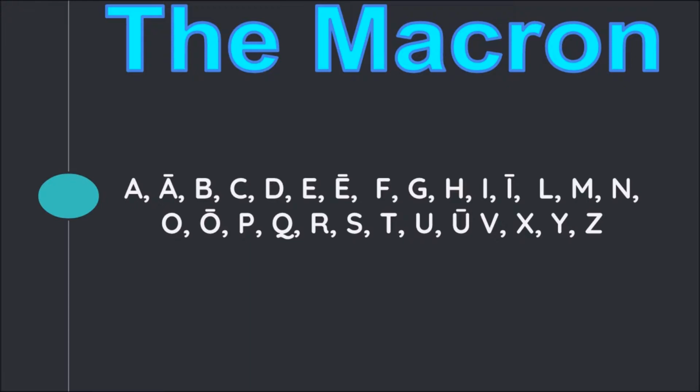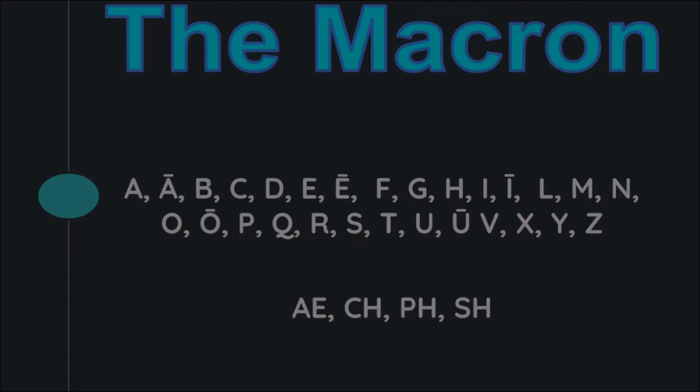Remember, V's are pronounced as W's. If you take anything away from this, let it be that. X, Y, and Z again are all the same. So remember those macrons. And we also learned some letter combinations. AE sounds like a long I. CH, PH, and SH are not pronounced as we pronounce them in English, but rather as a C and then a slight H, or a P and a slight H, and so on.